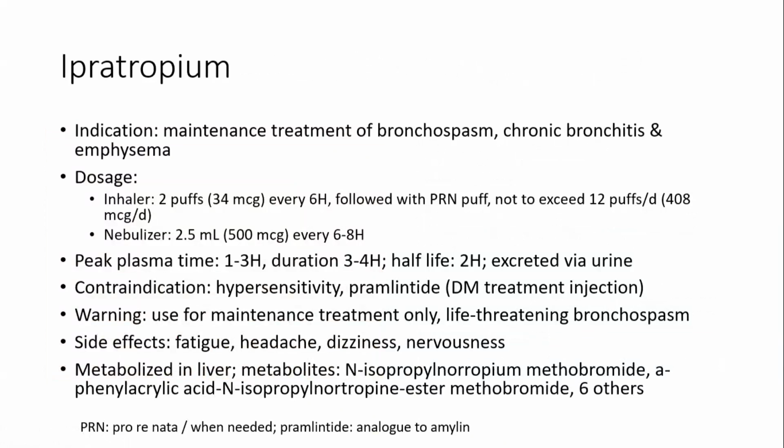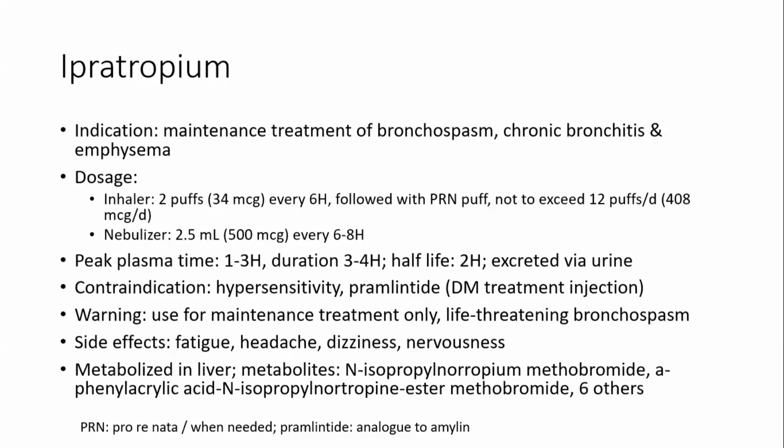So this description of the drugs includes ipratropium. Indication is for the maintenance treatment of bronchospasm, chronic bronchitis, and emphysema. The dosage for the inhaler is 2 puffs, about 34 microgram, every 6 hours followed with PRN. PRN means when needed, when there is an attack or shortness of breath, then you can give this drug. But not to exceed 12 puffs per day, or 408 microgram per day. For the nebulizer, it could be 2.5 milliliter every 6 to 8 hours.